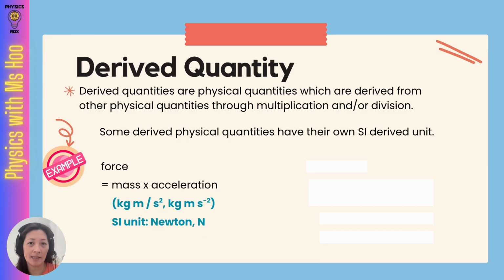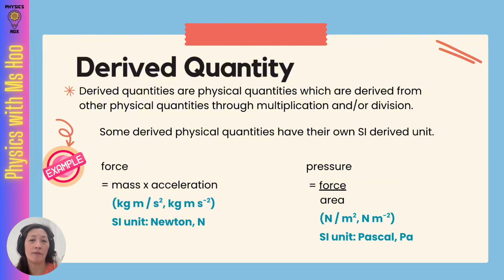Another example of this is pressure. The formula for pressure is force over area. So now we know force is Newton and area should be meter squared, giving us the unit of pressure to be Newton per meter squared. However, pressure does have its own SI unit, which is Pascal, or you can write Pa for short.